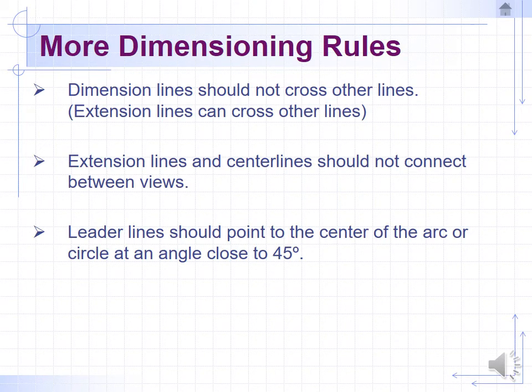Dimension lines should not cross other lines. Extension lines can cross other lines. So the dimension line is that line with the text on it, and then the extension lines are the legs. Extension lines and center lines do not connect between views. We ran into that with our center marks, that we don't run a center line, say, from the front view to the side view. We put two center lines on there. And as we were saying, the leader line should point to the center of the arc or the circle at an angle close to 45.